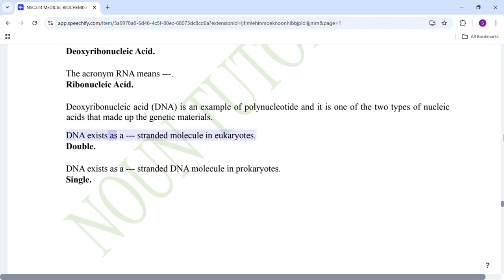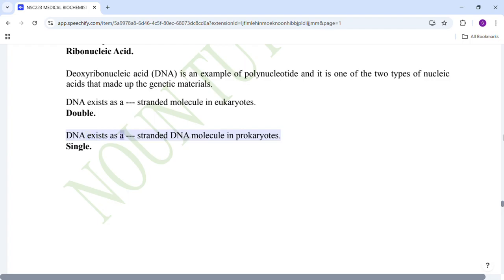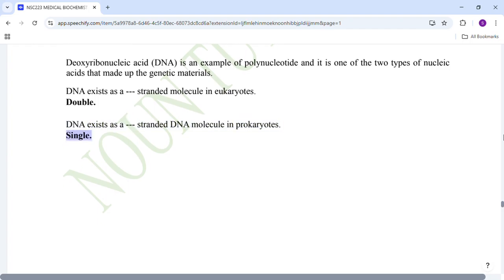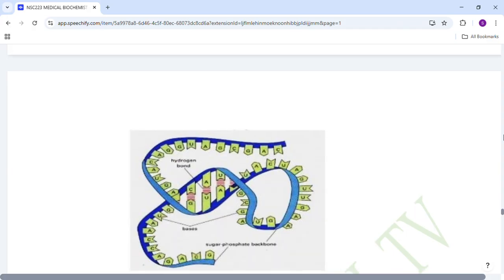DNA exists as a dash stranded molecule in eukaryotes. Double. DNA exists as a dash stranded DNA molecule in prokaryotes. Single. Figure 8.1, A. Stacking of 2 chains, B. Double-stranded structure of DNA, C. Beads representation of double-stranded DNA. Figure 8.2, The structure of RNA molecule.